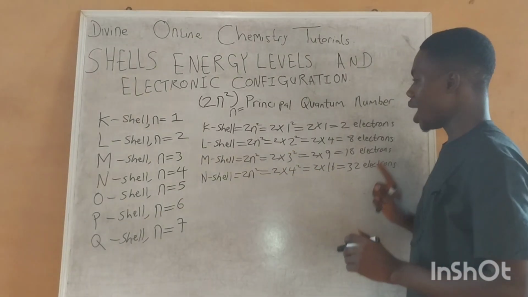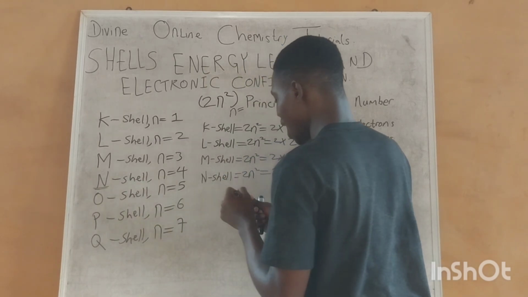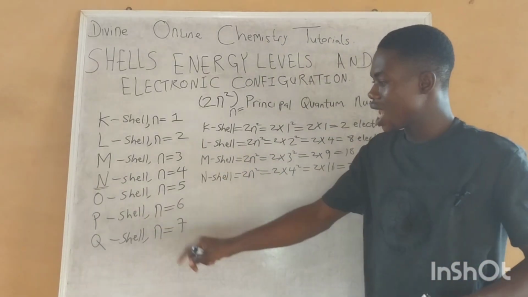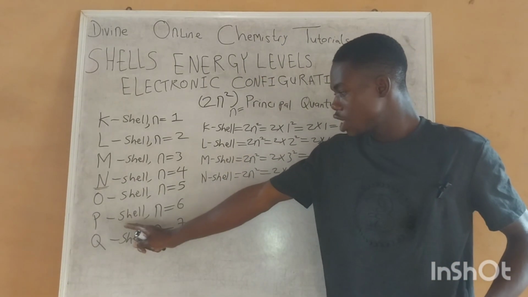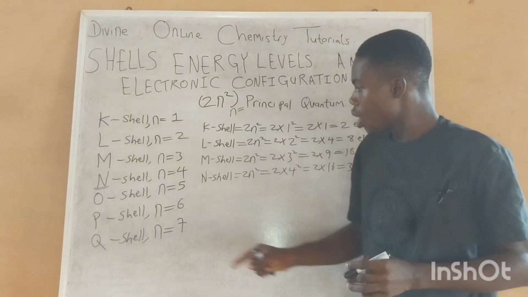So I'm going to be stopping here for the N shell, for the first 20 elements. You can also prove this for the O shell, the P shell, and the Q shell, and drop it in the comment section. So I'm going to be stopping here.